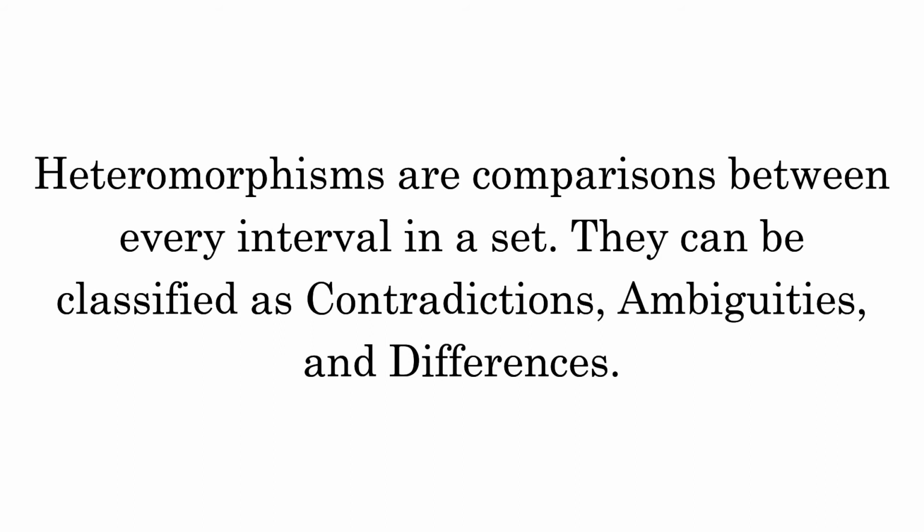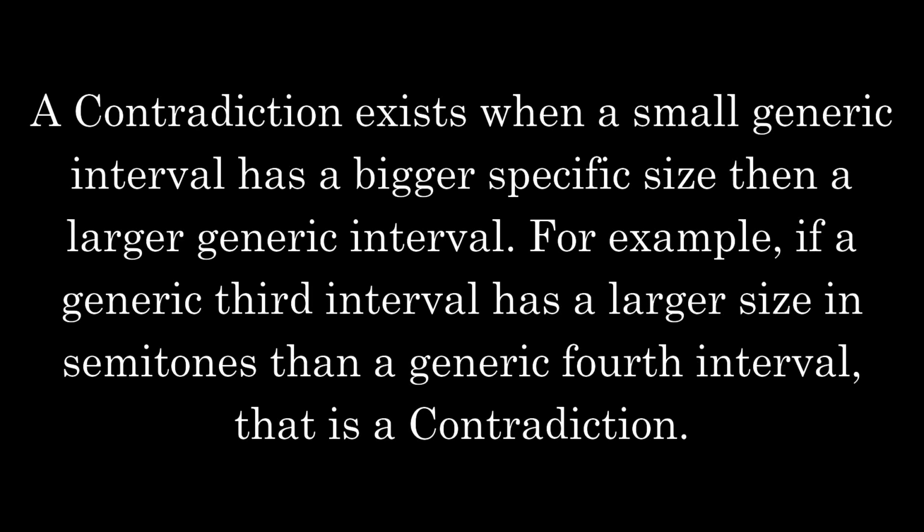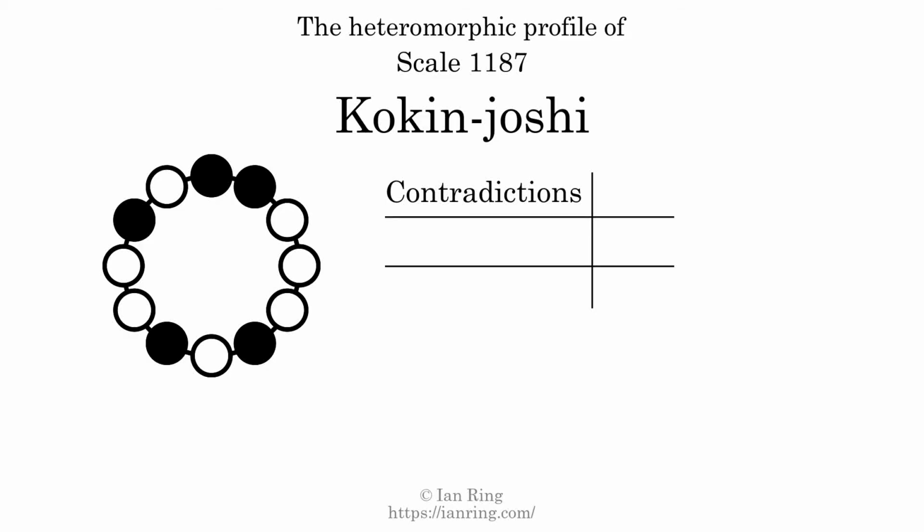They can be classified as contradictions, ambiguities, and differences. A contradiction exists when a small generic interval has a bigger specific size than a larger generic interval. For example, if a generic third interval has a larger size in semitones than a generic fourth interval, that is a contradiction. The number of contradictions in this scale is 2.